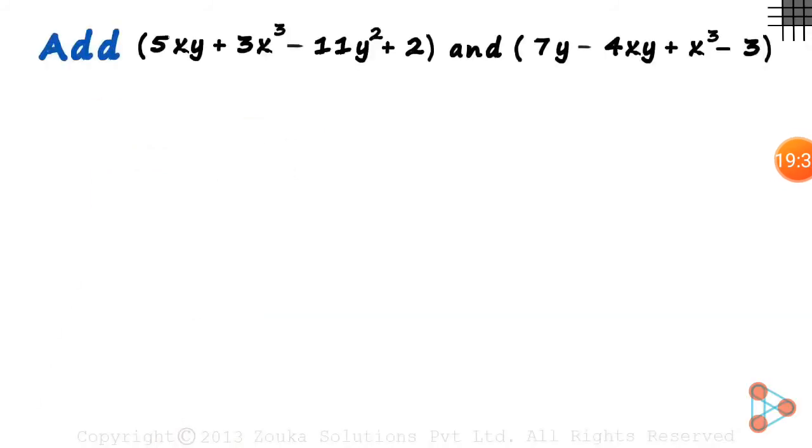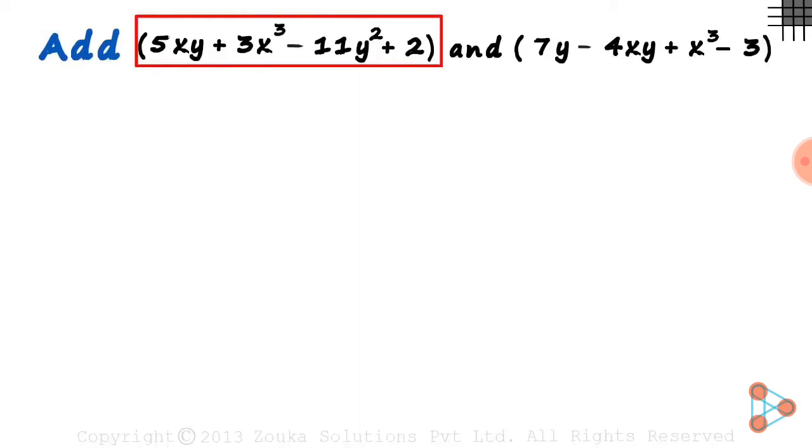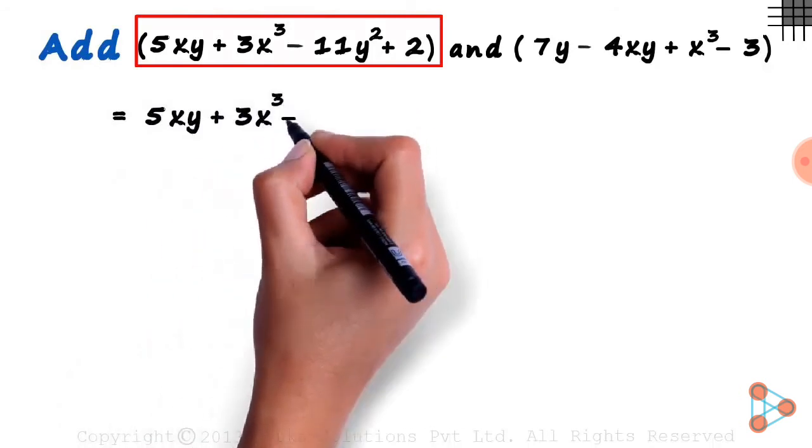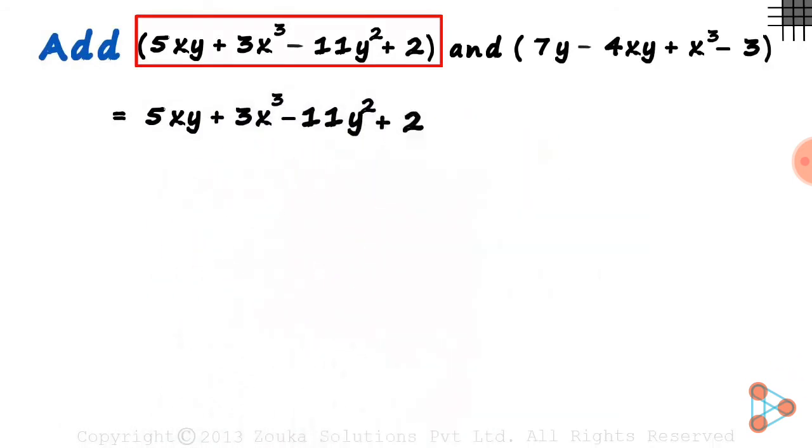Add these two expressions. Adding two algebraic expressions is very simple. But trust me, it's very easy to make a mistake. The first thing we should do is write this problem in a way which is very simple to understand. We write the first expression here, 5xy plus 3x cubed minus 11y squared plus 2.